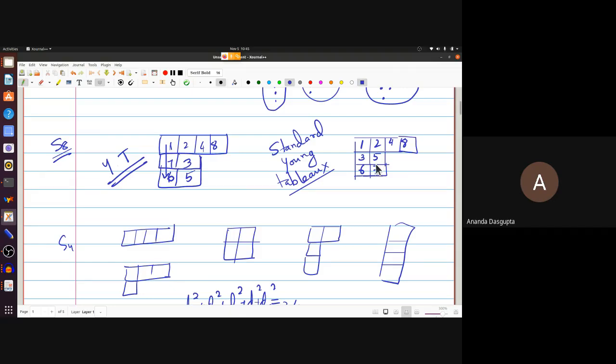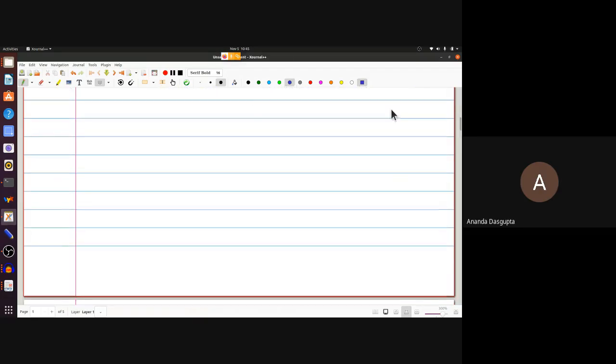This is a standard Young tableau, right? Notice that for every row, it's increasing along the row and increasing along the column. Okay? Clear? So can anybody tell me, let me just try figuring out for this kind of structure, for how many possible Young tableaus can you draw? The number can be pretty high, but notice that this corner has to be a 1. Is that okay with everybody?